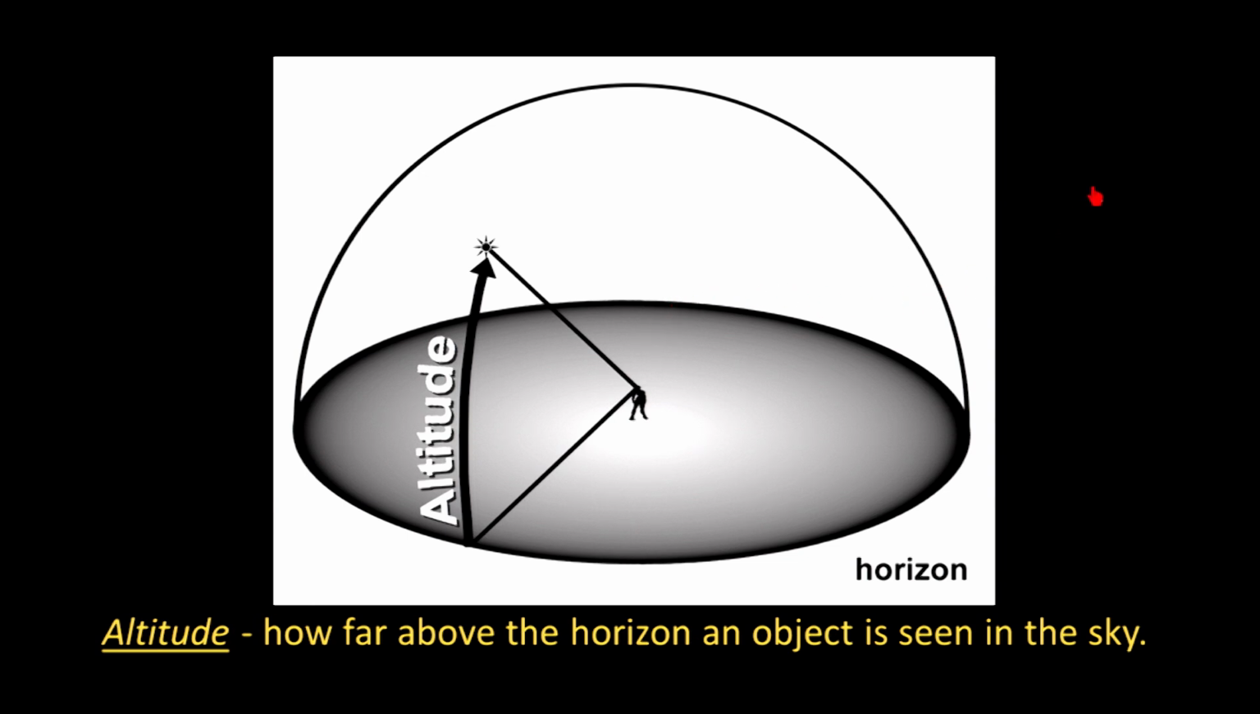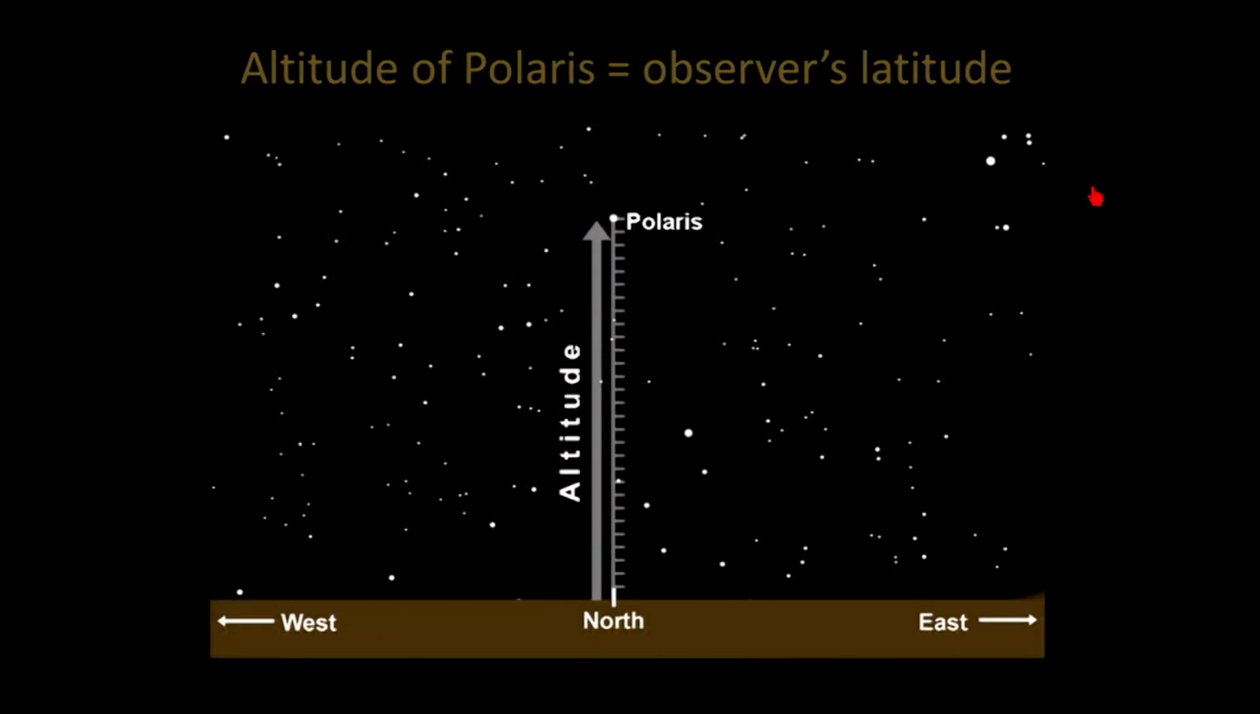Now, the reason why that's critical is because if you can find Polaris, and if you can measure the altitude of Polaris, because Polaris is the point that is the North Celestial Pole, or that point that is directly over the North Pole of the Earth, it turns out that the altitude of Polaris is equal to the observer's latitude. So what that means is, if you're outside and you notice that Polaris is, let's say, 25 degrees above the horizon, your latitude is 25 degrees north of the equator.